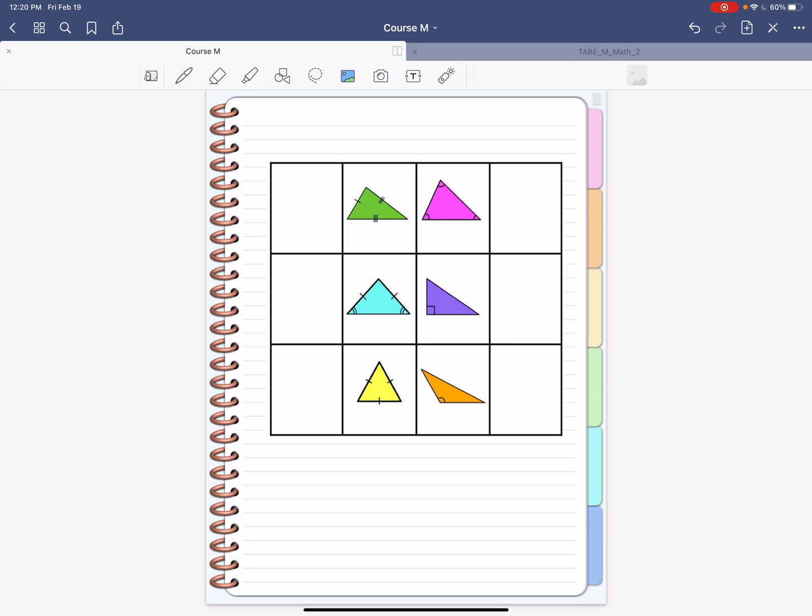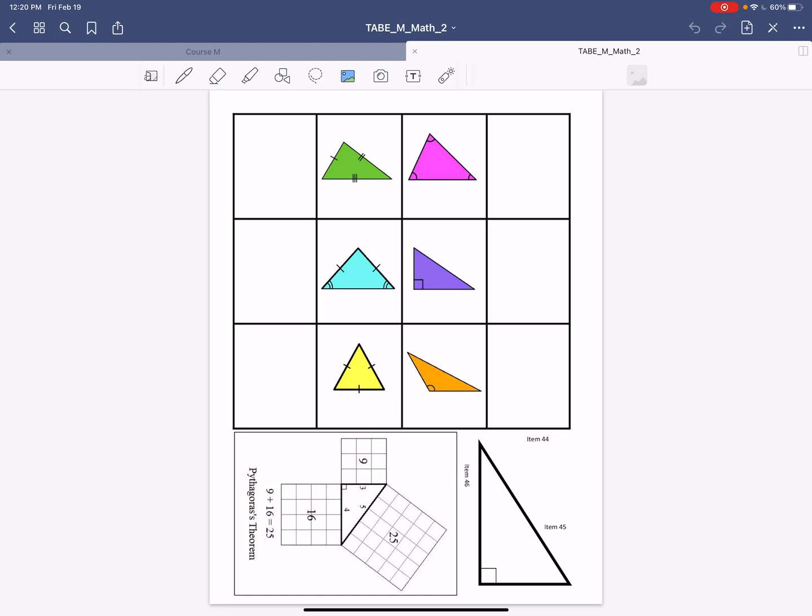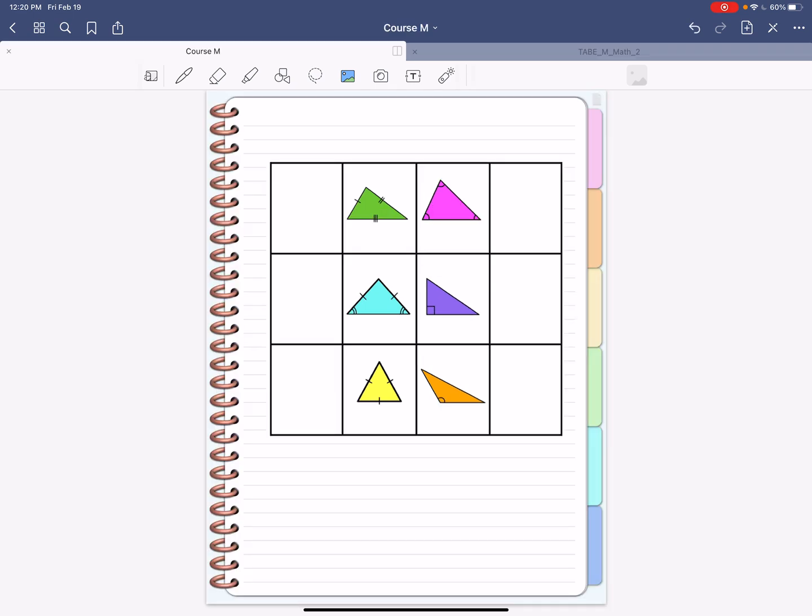Hello there, welcome back. In this video, you need another memory piece. This is item 44. So if you have this ready to go, if you watched the assembly video, I showed you how to prep this and get it ready for your notebook. So let's take a look.